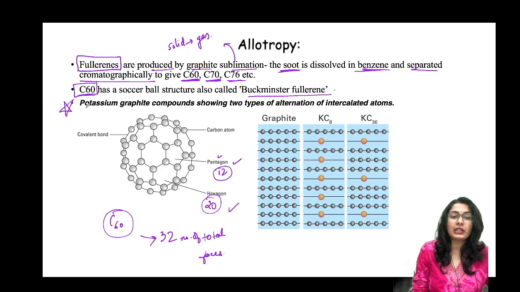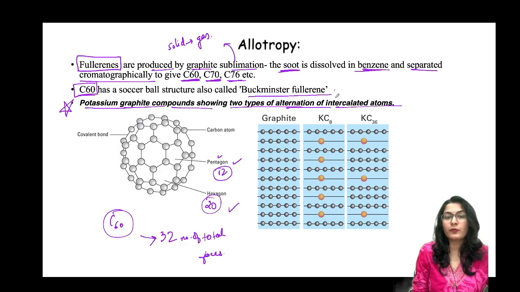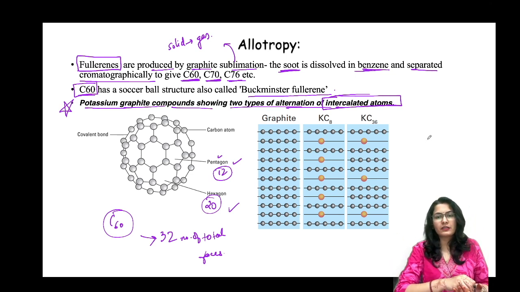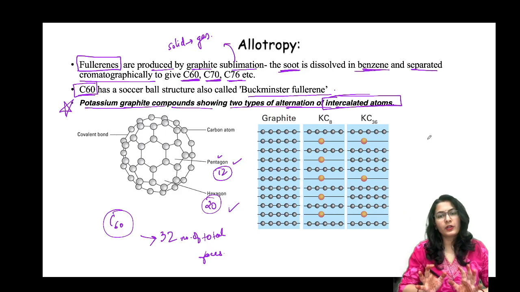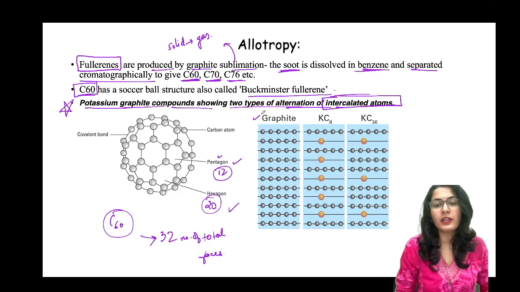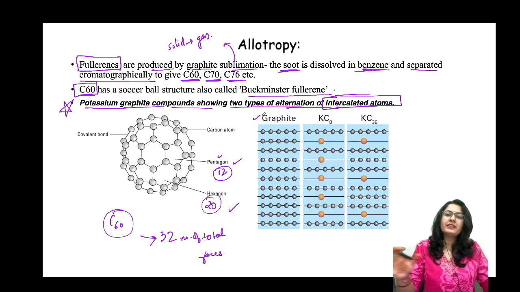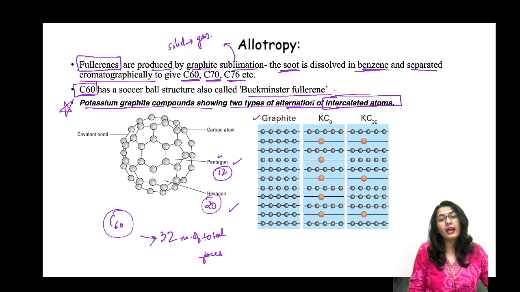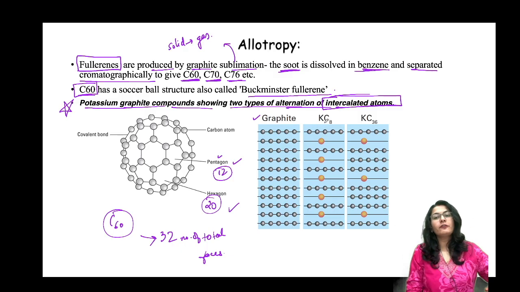I just saw this in Shriver and Atkins and I thought this has to be told. Potassium graphite compounds show two types of alteration of intercalated atoms. What are intercalated atoms? Intercalated atoms means the atoms which get into the lattice of a particular big molecule. Like now graphite is a big molecule because all of it looks like one molecule only, everything is interconnected. When I introduce potassium, it forms various intercalated compounds.